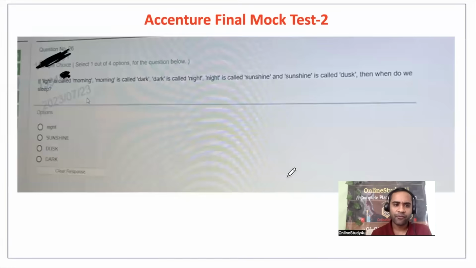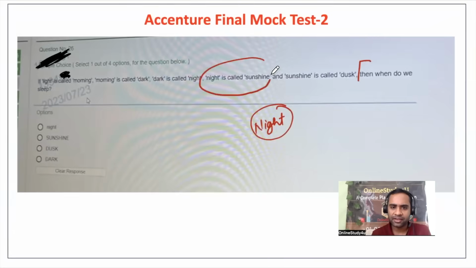Okay, now friends, the next question is: if light is called morning, morning is called dark, dark is called night, night is called sunshine, and sunshine is called dusk, then when do we sleep? So when do we sleep, friends? We sleep in the night. And night is called sunshine, right?